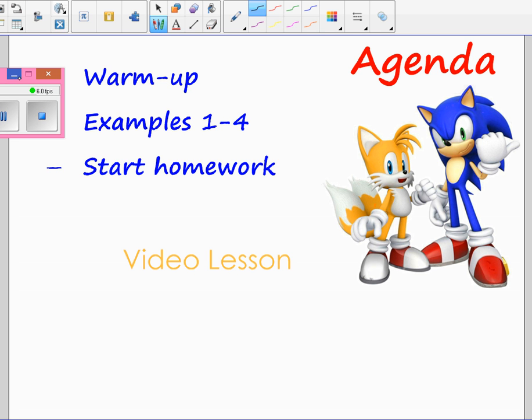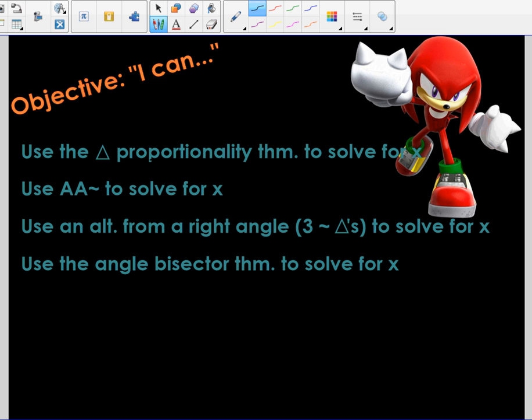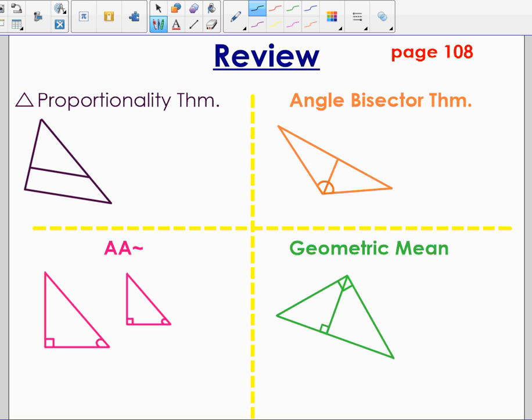Okay, so what we're going to do today is basically go over the four theorems that we've talked about thus far in order to solve different types of application problems. So what I want you guys to start with doing is turn to page 108 and talk about the four different theorems that we can use in order to solve problems so that we all have them in the same place.